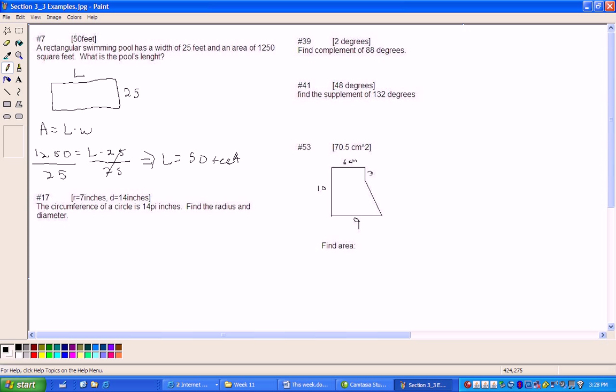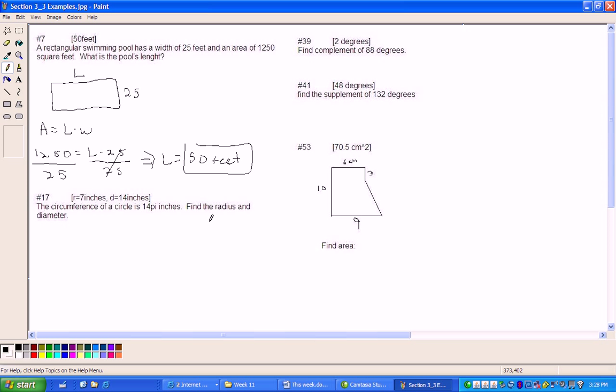And of course that kind of makes sense, right? With the way I drew my rectangle out, you could even tell that the length is going to be bigger than 25. So that's the way you do the first problem. Of course, identify your answer. The second one: the circumference of a circle is 14 pi inches. Find the radius and diameter.